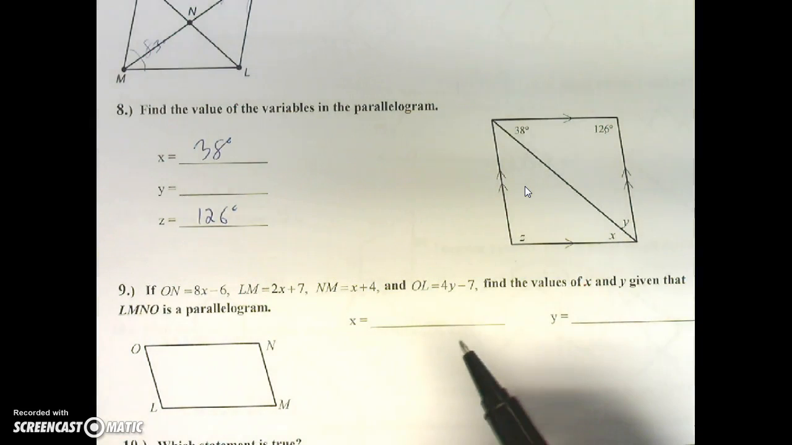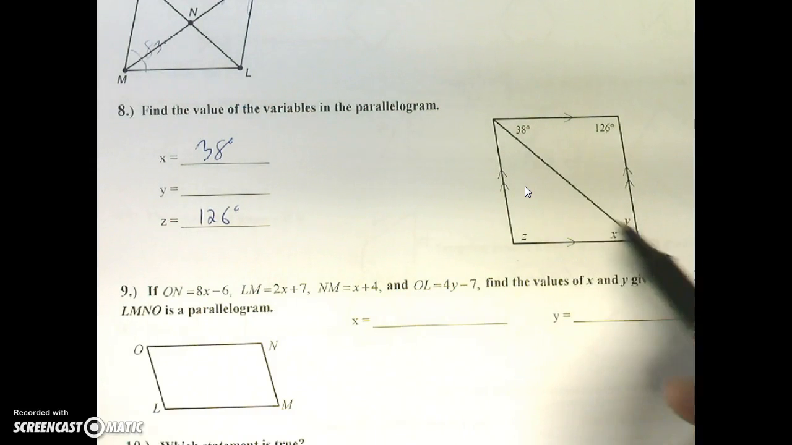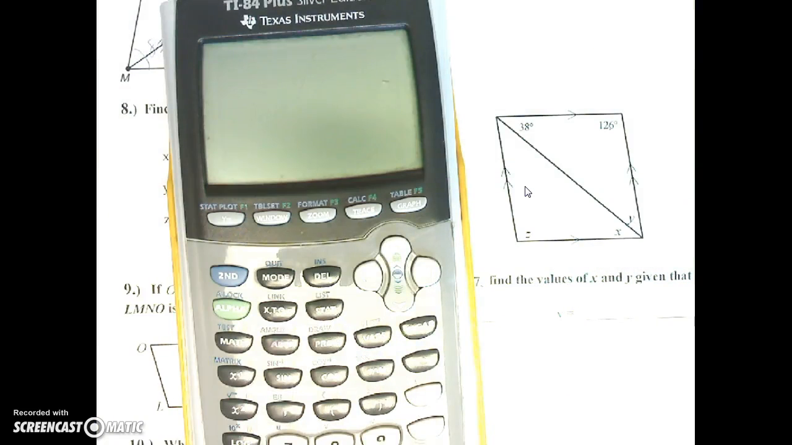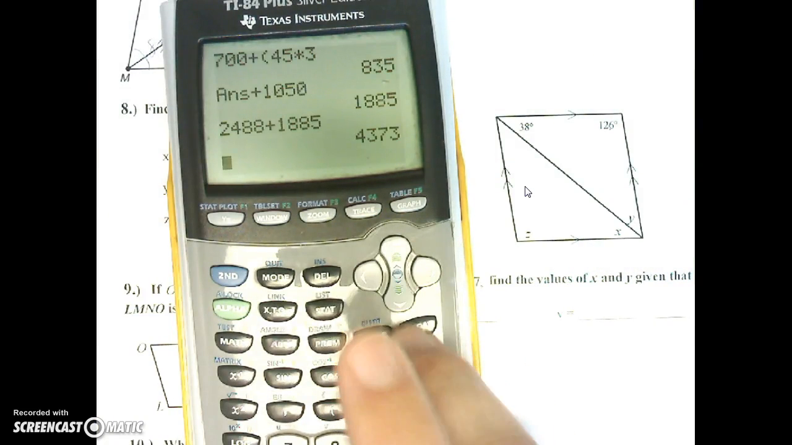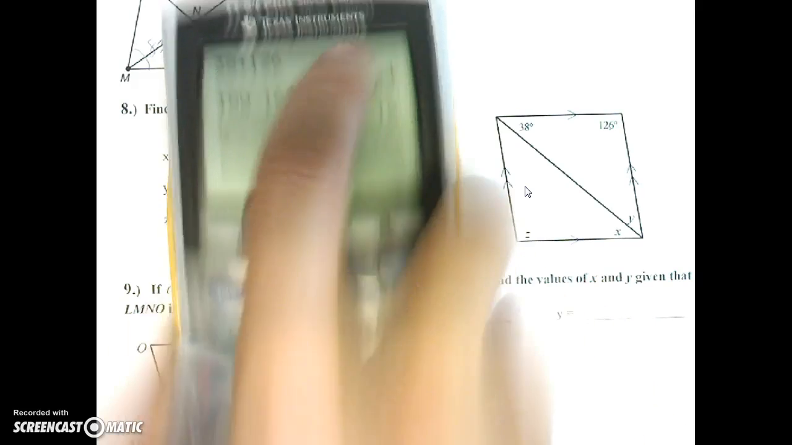And lastly, I'm trying to find Y. There's multiple things you guys can do here to figure this one out. I would say probably the easiest: this is a triangle, so we know a triangle has to add up to 180. So if I use my trusty calculator here, 38 plus 126, those 2 angles that are already in there, it's 164. I can take 180 minus that and get 16 degrees for my angle Y.